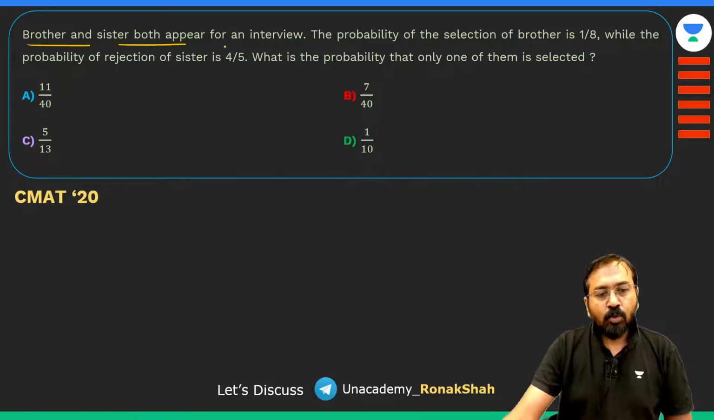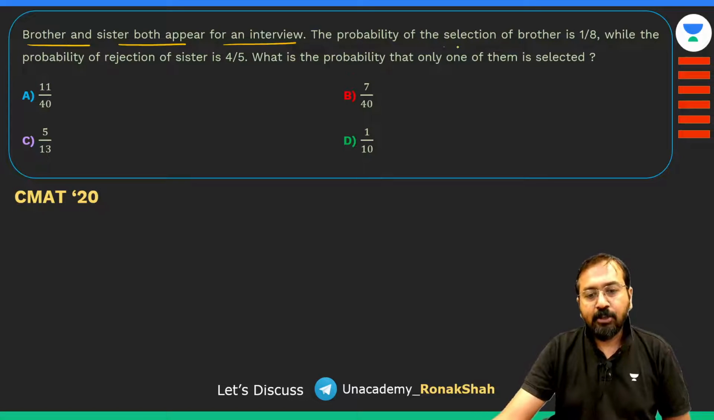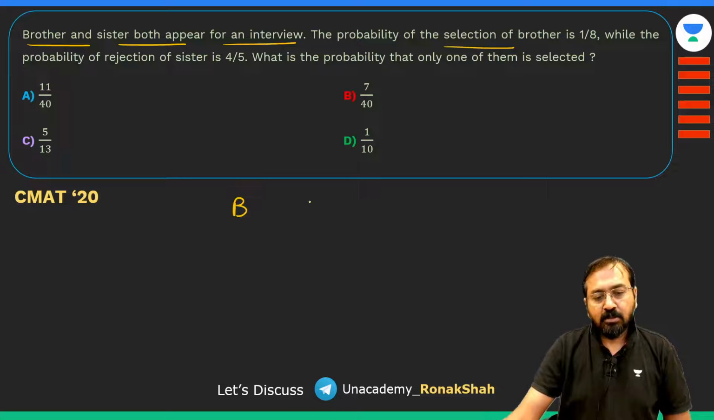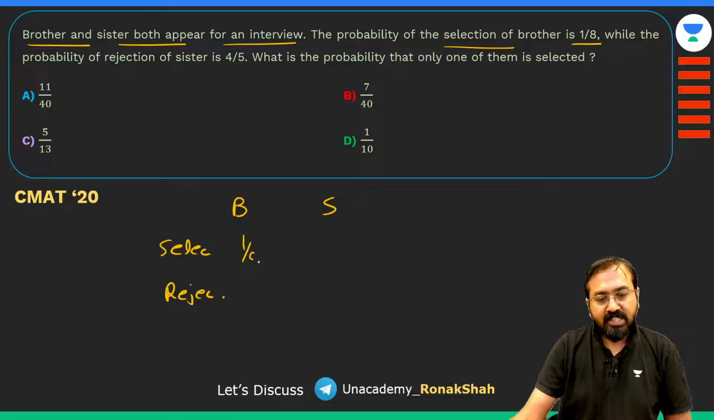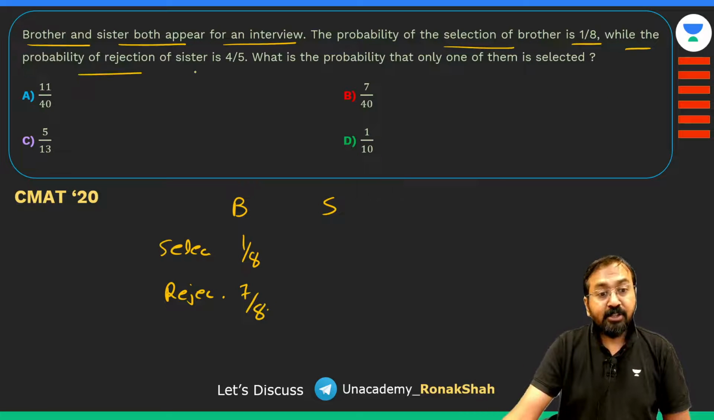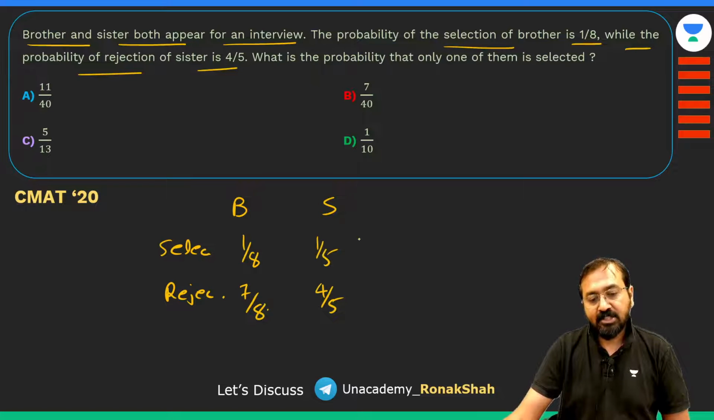Brother and sister both appear for an interview. The probability of selection of brother, so brother, sister, selected, rejected. Probability of selection of brother is 1 by 8, so rejection is 7 by 8. Similarly, probability of rejection of sister is 4 by 5, so selection is 1 by 5.